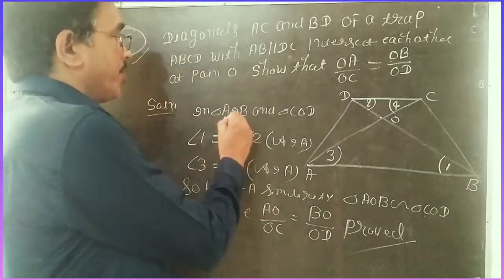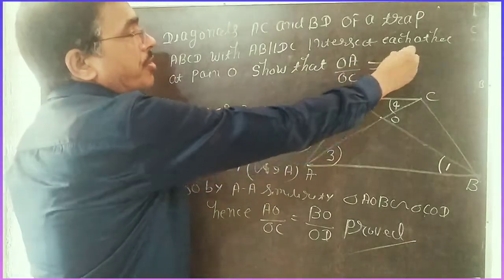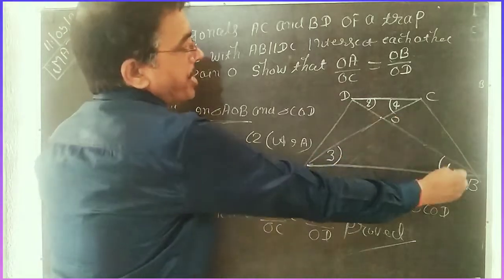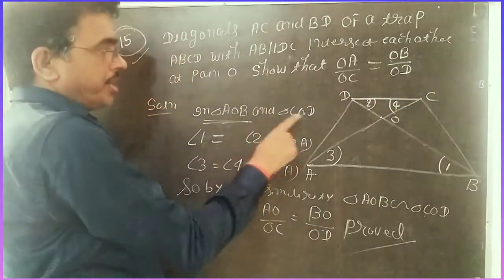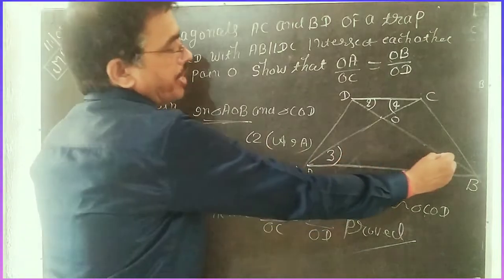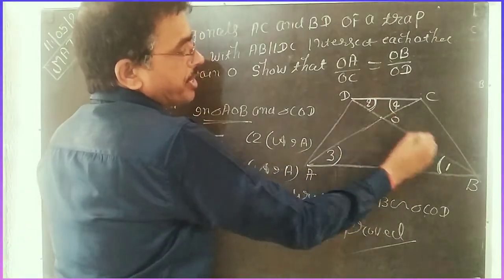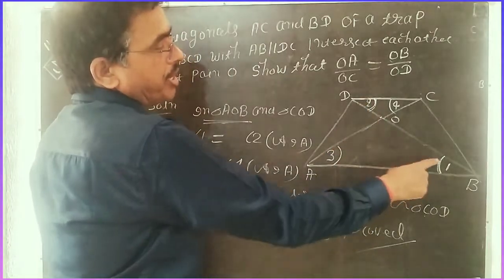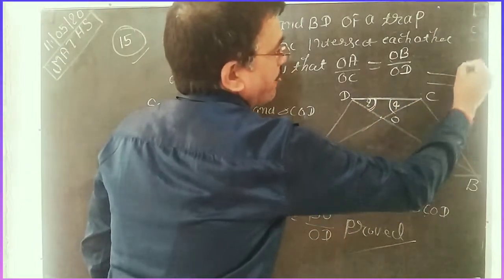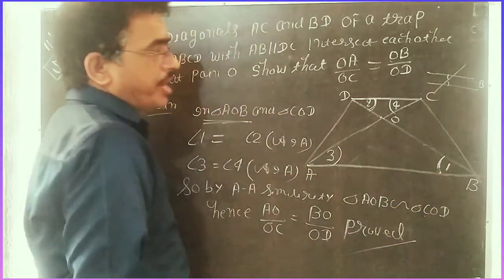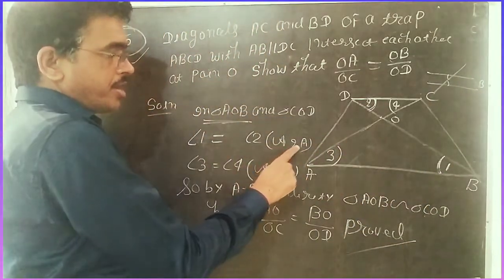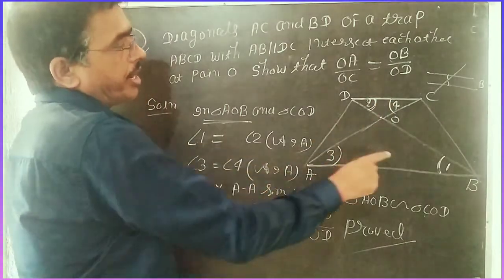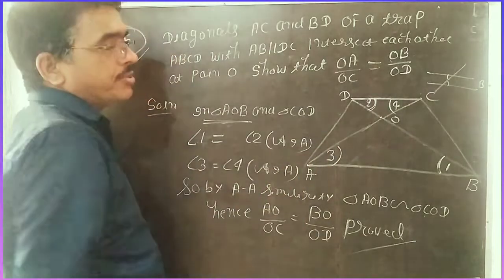So see, your question is OA by OC is equal to OB by OD. First we take triangle AOB and COD. I write here angle 1 is equal to angle 2. Here is 1, here is 2. What is the relation between them? It is called alternate interior angles, because the lines are parallel, so these angles are equal. So 1 is equal to 2, alternate interior angles, and 3 is equal to 4. Similarly, alternate interior angles because the line is parallel and AC is the transversal.